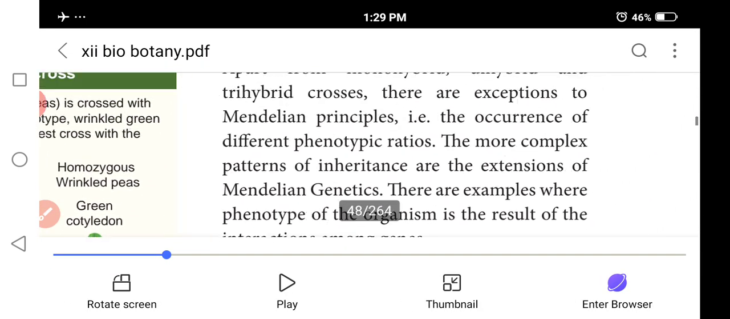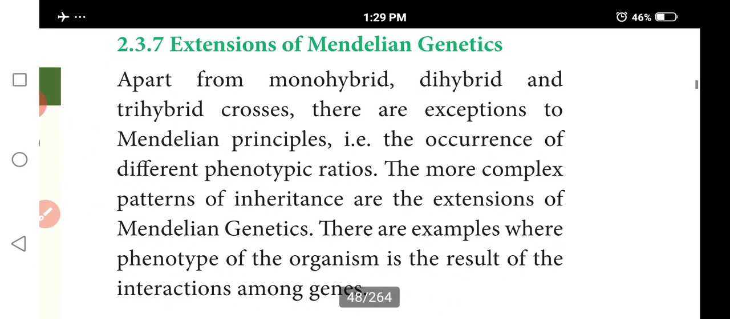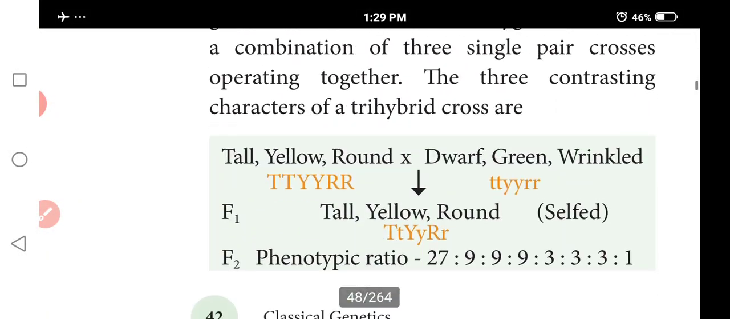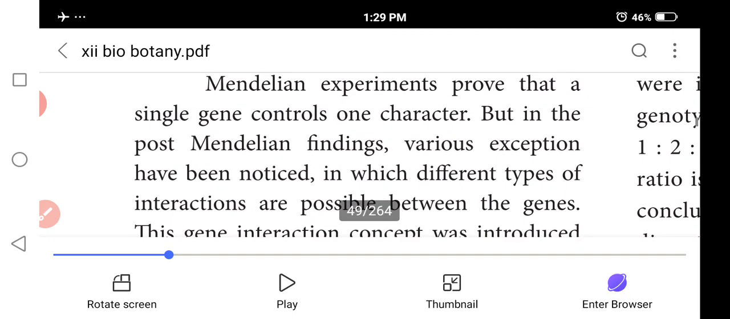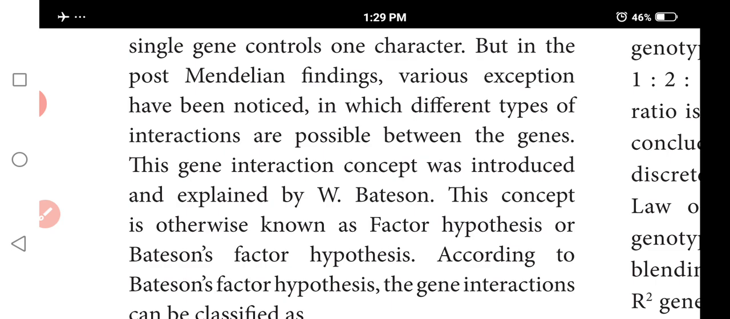So 25% of the phenotypic ratio is here. Next we discuss gene interaction, the extension of Mendelian genetics. We discuss monohybrid, dihybrid and trihybrid, based on a single character, two characters and three characters, giving different phenotypes. But with some interactions between the genes, we will find a different pattern, by analyzing experiments. So possible interactions between the genes are here.